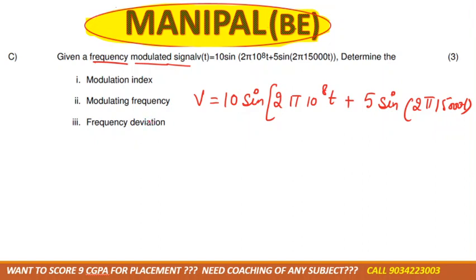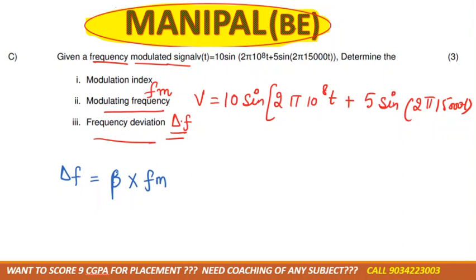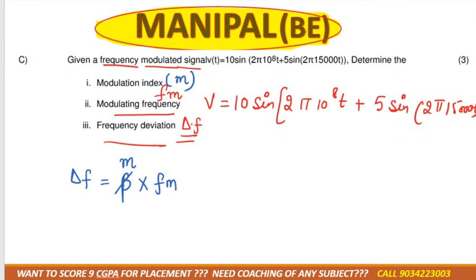First they have asked, what is basically the modulation index? Modulation index is denoted by M, right? They ask you the modulating frequency. Modulating frequency is denoted by FM. They ask you the frequency deviation. Frequency deviation is the delta F. Got it? So basically, if you know the formulas, the formula for delta F is how much? Beta multiplied by FM, or we can say modulation index M multiplied by FM. Okay, understood?